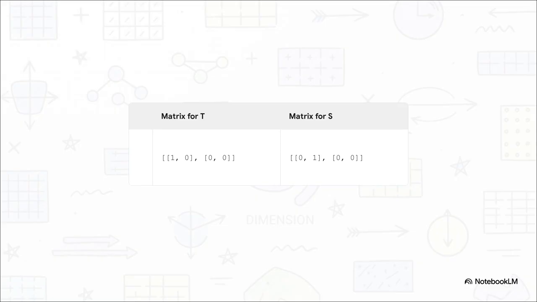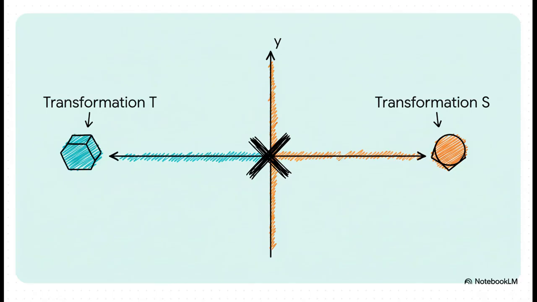Meet the matrices for T and S. As you can see, a single row swap is all it takes to turn one into the other, so they are definitely row equivalent. And we can confirm they do have the exact same kernel. But what about their images? Okay, now let's look at their images, which are just the spans of their column vectors.